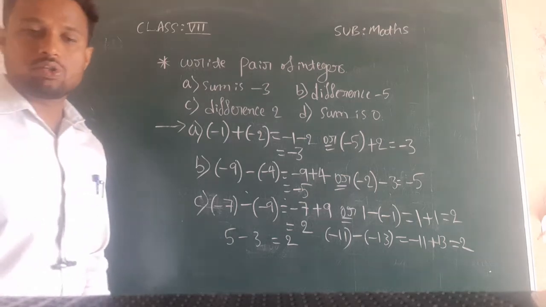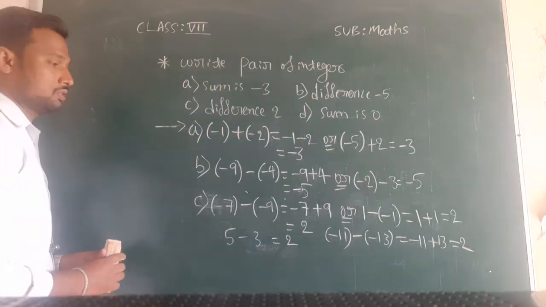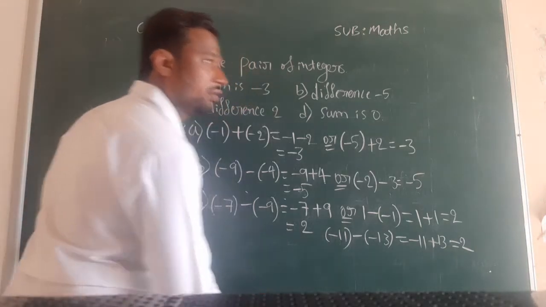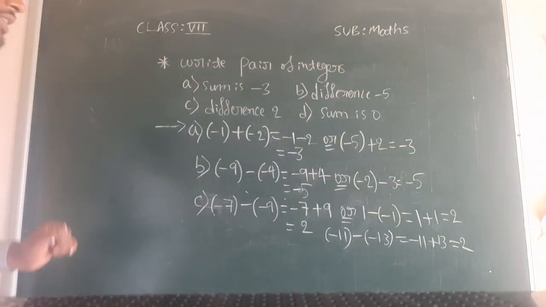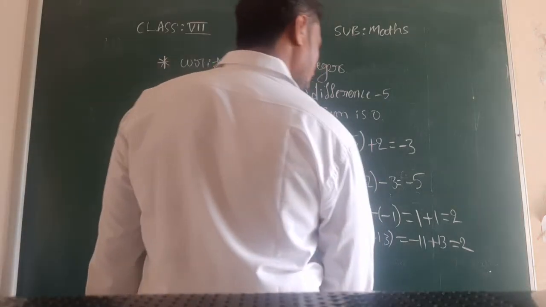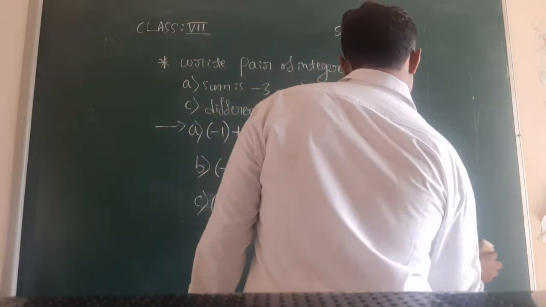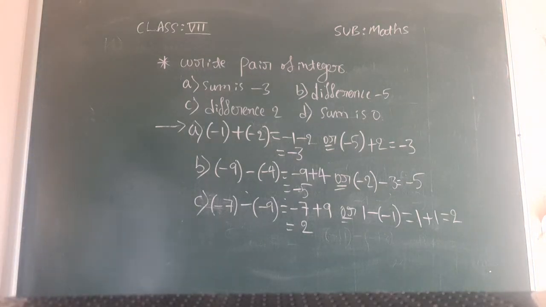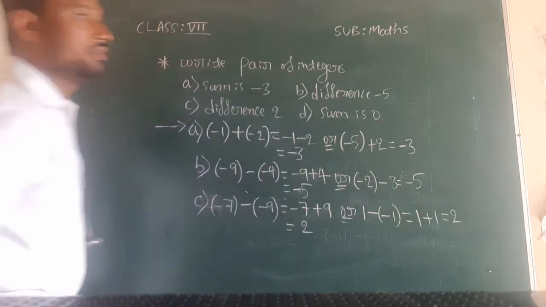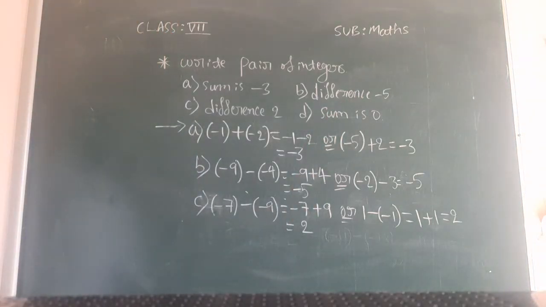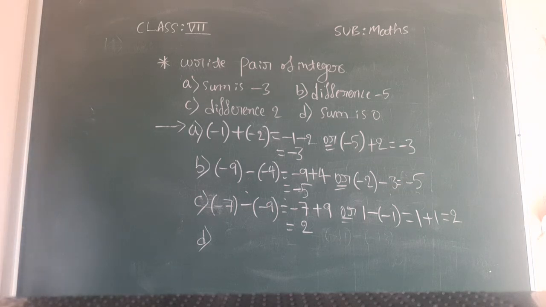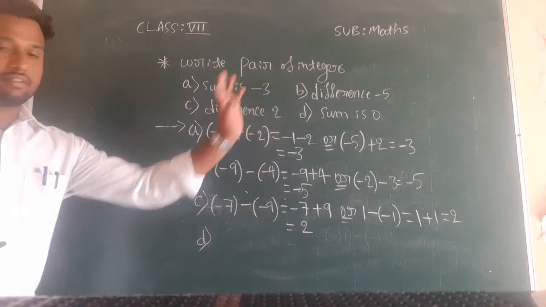Okay, just pause the video and write these examples also, and while writing on your own, at least try to write another pair of integers to get difference as 2. Next, the last one is sum. Sum is 0. So you have to add a pair of integers here and you should get some value. When you add, you should get the answer as 0 here.